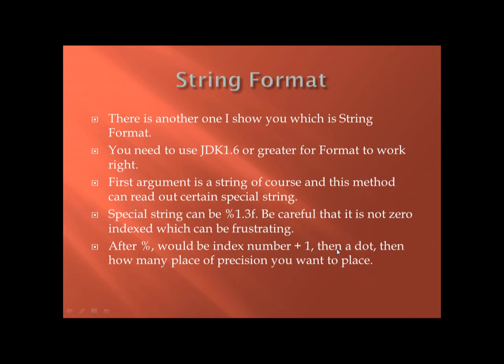After the percent sign will be the index. I might put this easy: if you want the index at index 0, you just say index plus 1. It's actually 1 greater. If you want the first argument, you just use 1. If you want the second argument, 2, and so on. Then a dot, then the number of decimal places you want, so 3f means 3 decimal places.